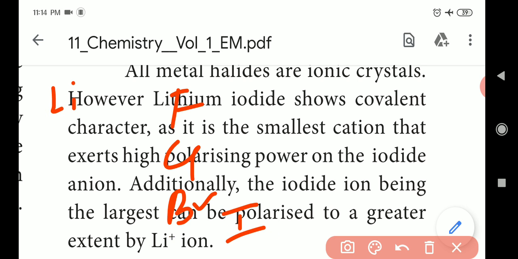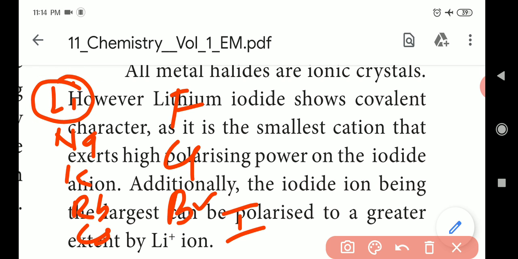Now compare lithium, sodium, potassium, rubidium, and cesium. Lithium has the smallest size. So the smallest cation combines with the larger anion to form lithium iodide. Two moles of lithium react with one mole of iodine molecule to produce two moles of lithium iodide. This has covalent character according to Fajans' rules. For example, cesium fluoride and cesium chloride have the most ionic character.